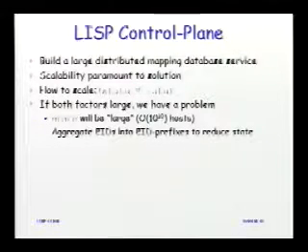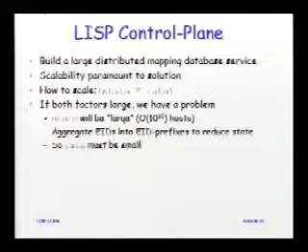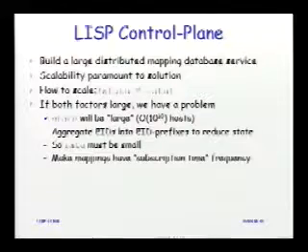So that means we have to aggregate the EIDs into EID prefixes to reduce state. Rate also has to be small. And so the way we've specced this is that mappings, and we'll see where those reside in a second, have what we're calling subscription time frequency of change, which means they don't change a lot.